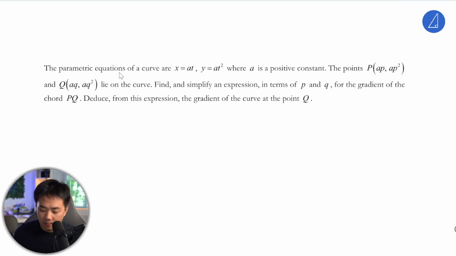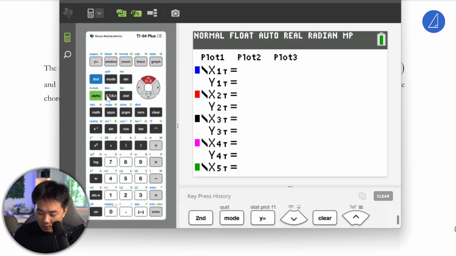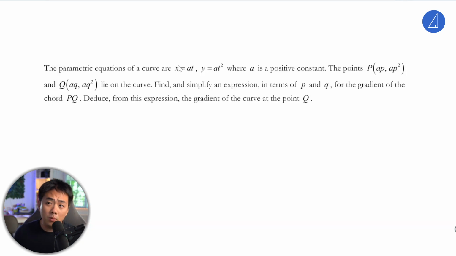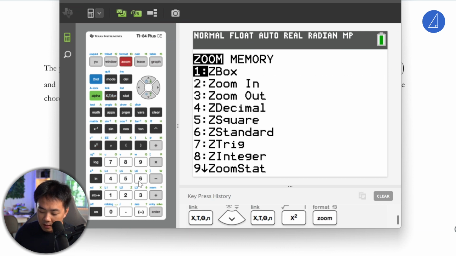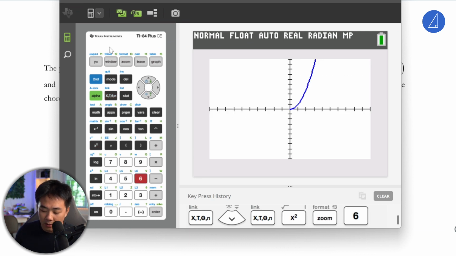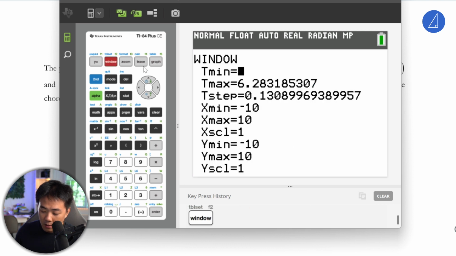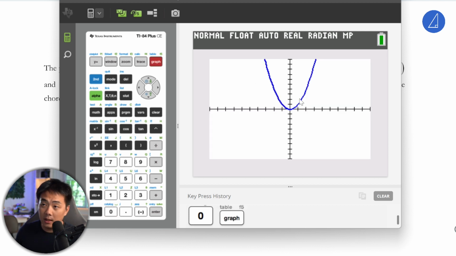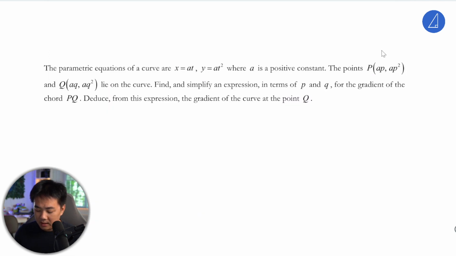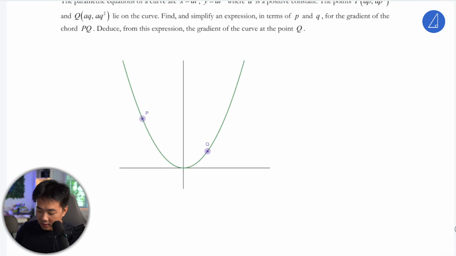Now we can quickly plot the curve. We could just let a be any positive constant, let it be 1. So this is like t for x and this is like t squared for y. It's actually a quadratic equation, but make sure the window is changed from negative 10 to 10, so the parameter goes from negative infinity to positive infinity. The curve should look something like that. So that's the first thing, and this shouldn't be an issue.